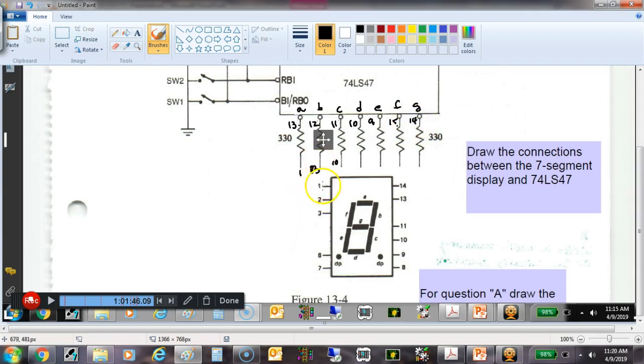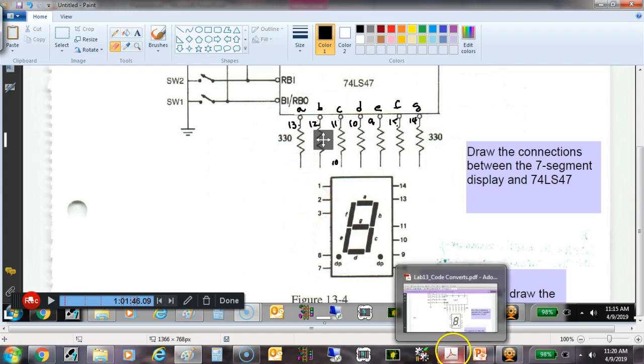Then, of course, down here on my 7-segment display, we would look at the data sheet for the 7-segment display. Erase this. And then what I want you to do is just put the pin number on the 7-segment display up to whichever one is the A segment.